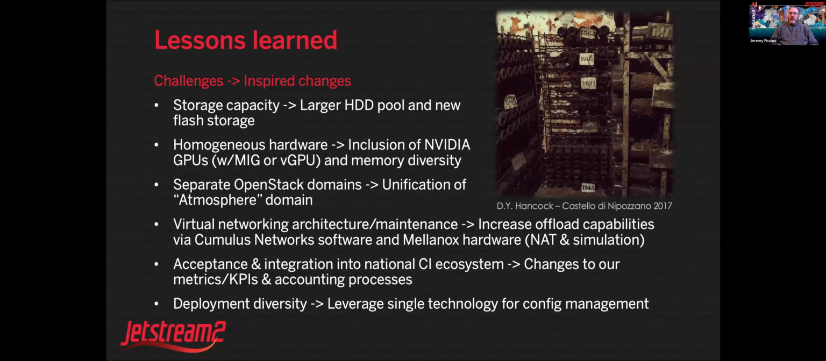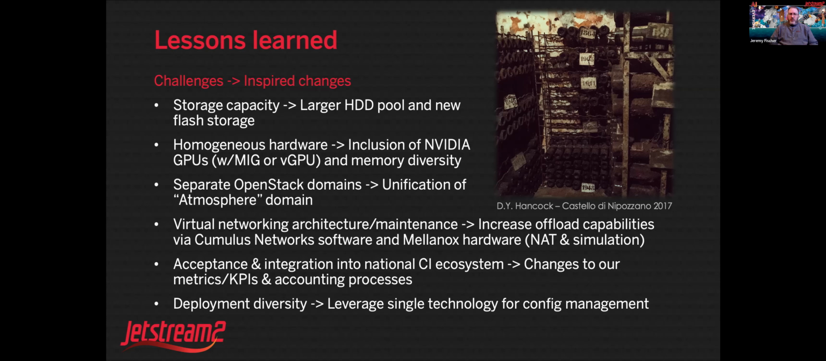A difference in hardware. So we're going from an all CPU system to a CPU and GPU system. We're taking those GPUs and using either MIG or vGPU and slicing them up a little bit to give slices of GPUs to as many people as we can. So you can get everything from a seventh of a GPU up to a full GPU.